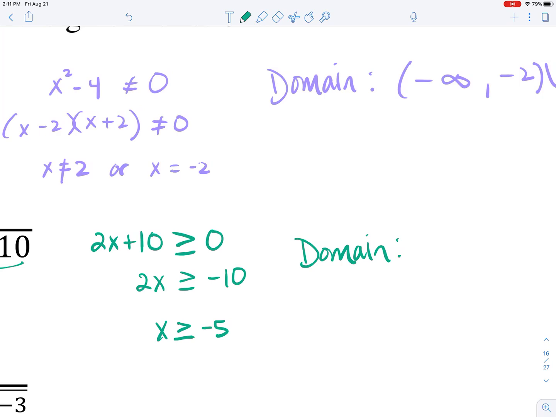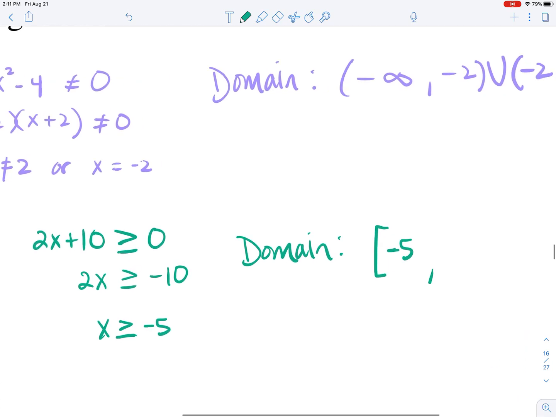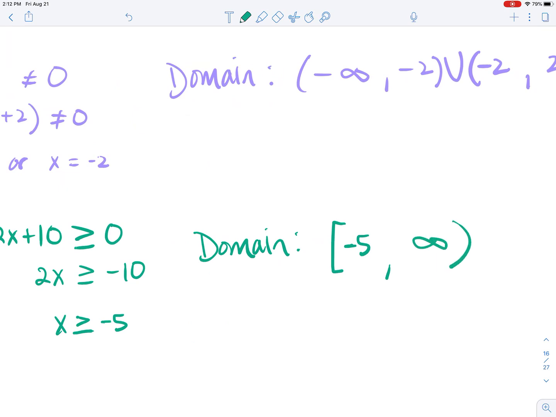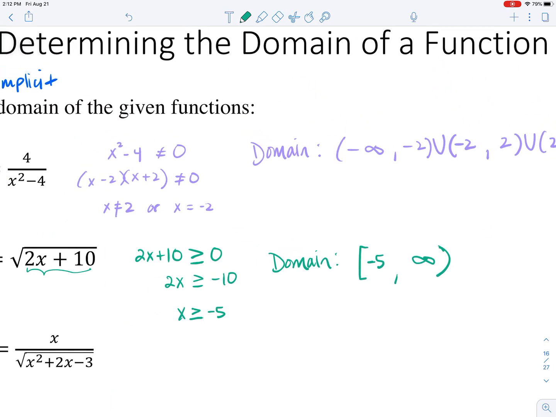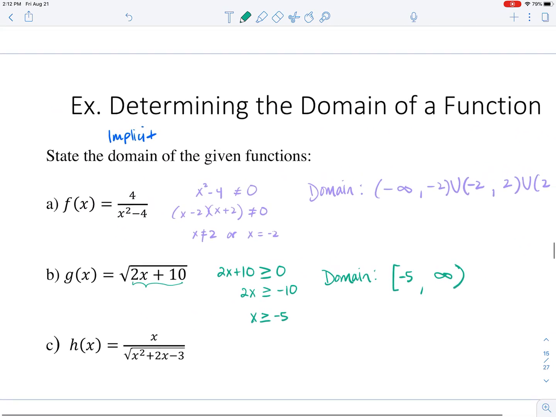So I think about the number line and how I would represent that statement on the number line. Well, negative 5 is included. So to include negative 5 using interval notation, I use the bracket and then all the way to infinity. So negative 5 comma infinity. Remember with infinity, it's not a finite number, so we use a parenthesis. It just keeps going on and on and on.